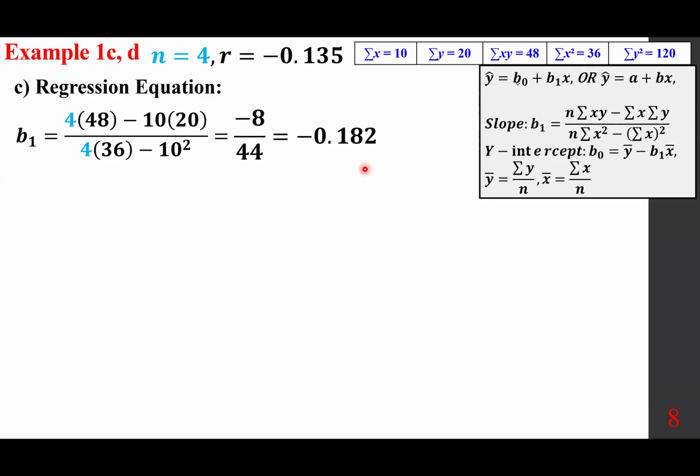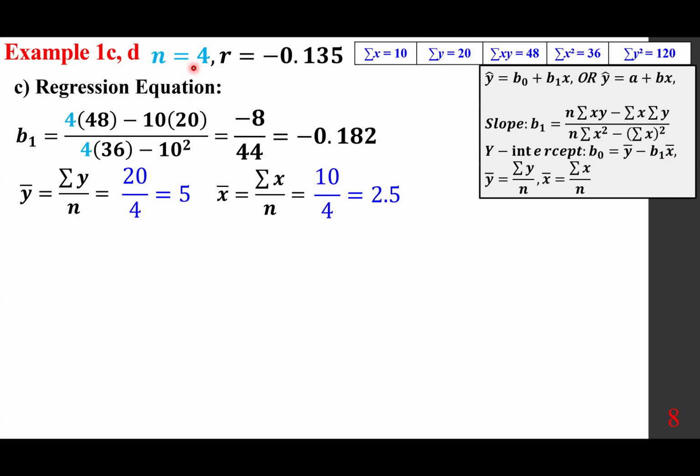That's b1. What about b sub 0? It is y bar minus b1 x bar. So we need to calculate y bar. We already have summation of y. I hope you see that y bar is summation of y divided by n. Summation of y, we've already added them up to 20, divided by n, which is 4, and we get 5. And over here, we need x bar. So summation of x over n. Summation of x is 10 over 4, and that's 2.5.